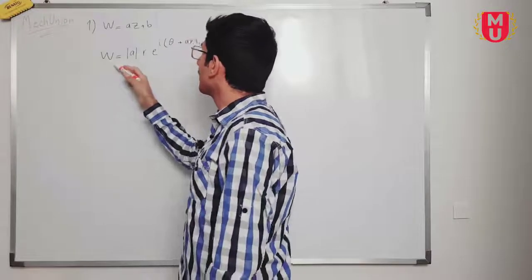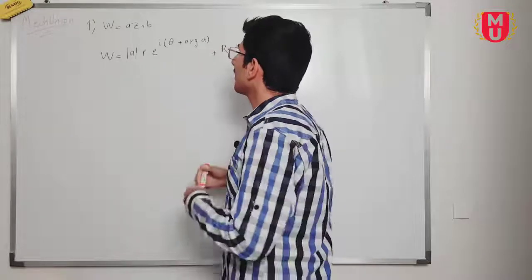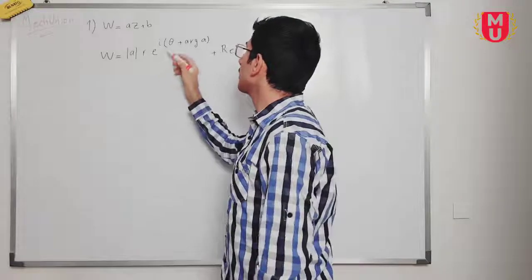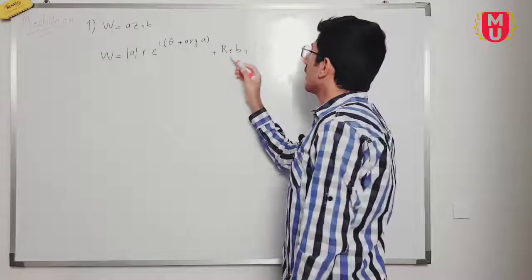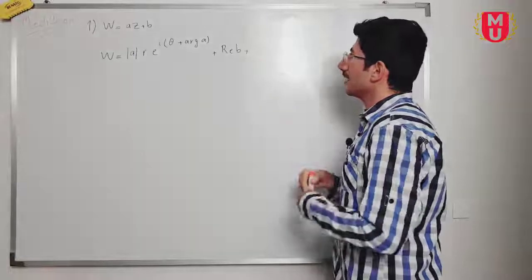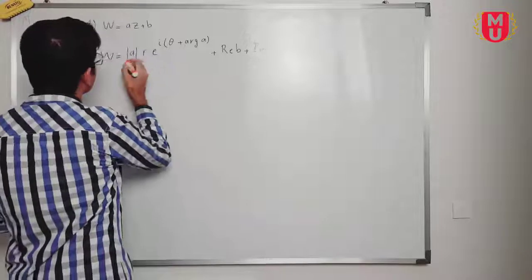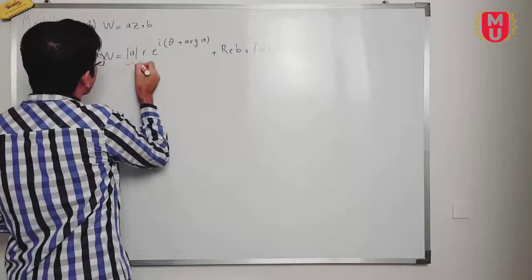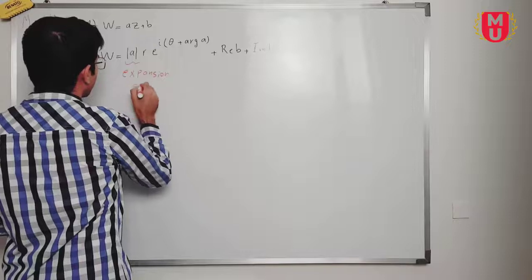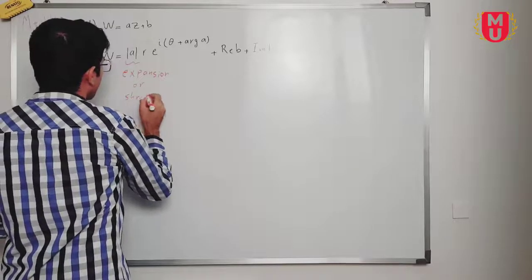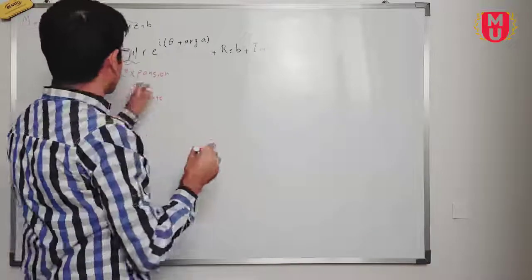When we write it in the Euler form, we have W equals absolute of A times R e to the i times theta plus argument of A, plus real of B plus imaginary of B. If we want an explanation here, this has an expansion or shrinkage of a region, at the points of the region.